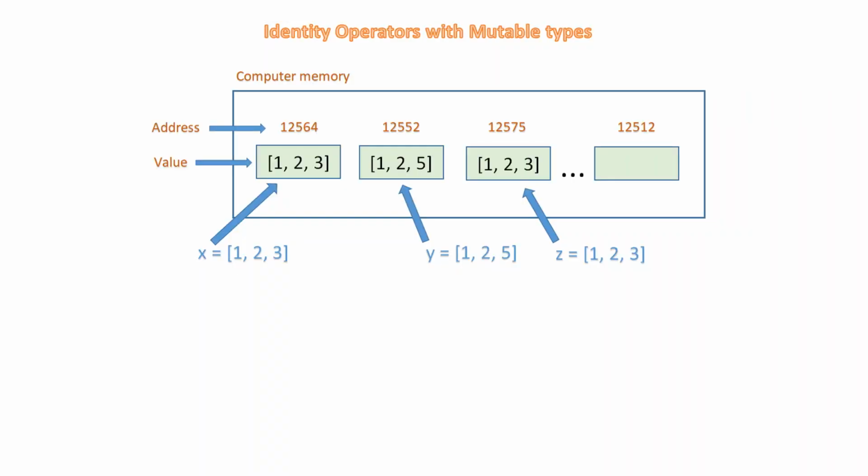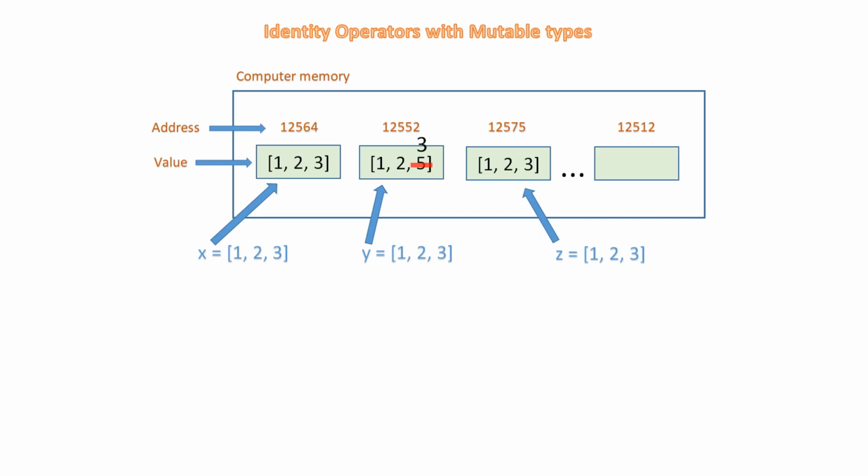Let's update the y value from [1, 2, 5] to [1, 2, 3] so that it is equal to x and z. Now that the y value is changed, the address of y remains the same and the values of x, y and z are the same, but the address of each variable is different.